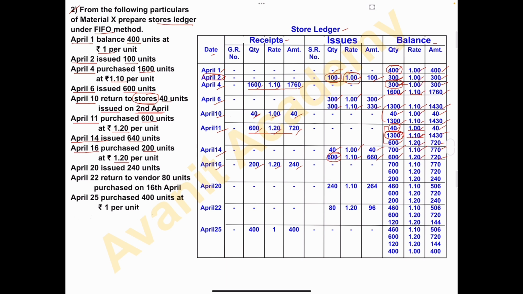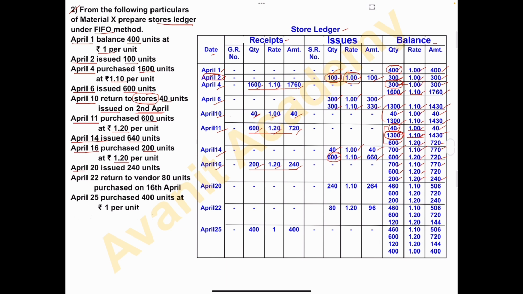Issues column nil. First we'll write the previous balance, that is 700 at rupees 1.10, 770, 600 into 1.20, 720. Now add the recent purchase, that is 200 units, rate per unit 1.20 and the amount is 240. And this entry is completed. The recent purchases we have to take last.